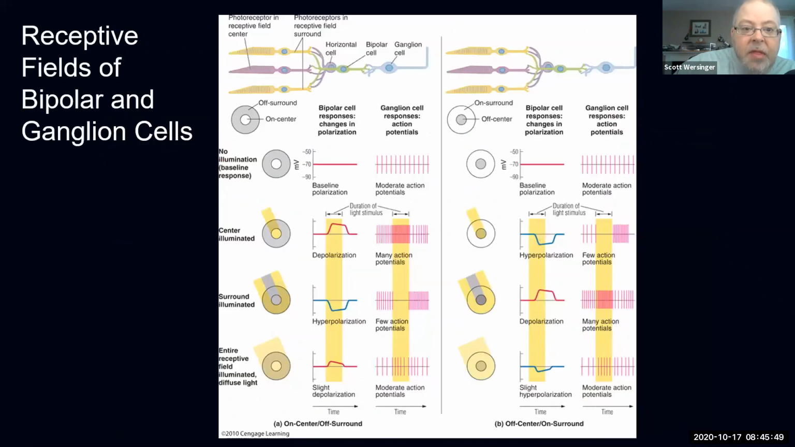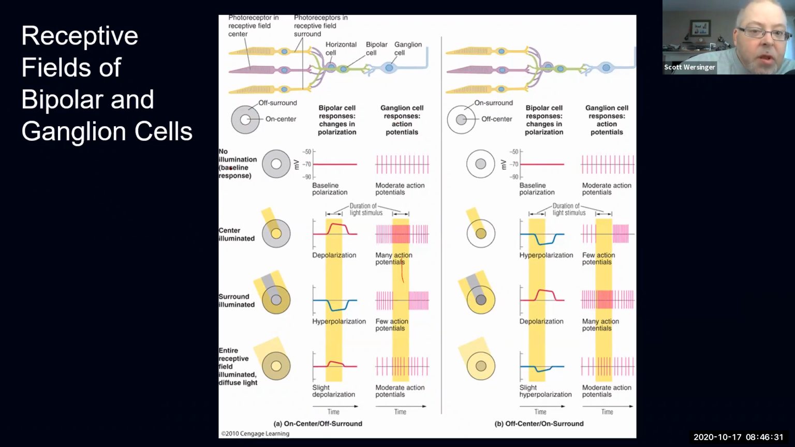Now, this is the diagram from your book. Essentially, I want to show you there's two different setups we can have. Okay, so here we're looking at the bipolar cell in this column. In this column, we're looking at the response of the retinal ganglion cell. Okay, here we're looking at an on-center, off-surround setup.